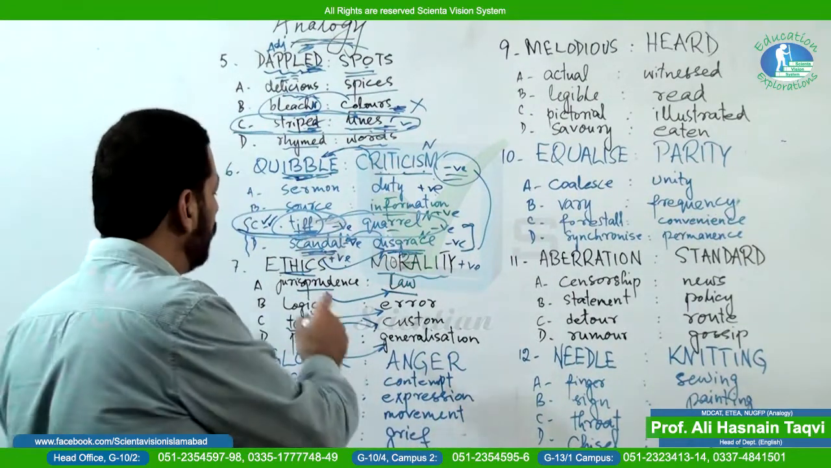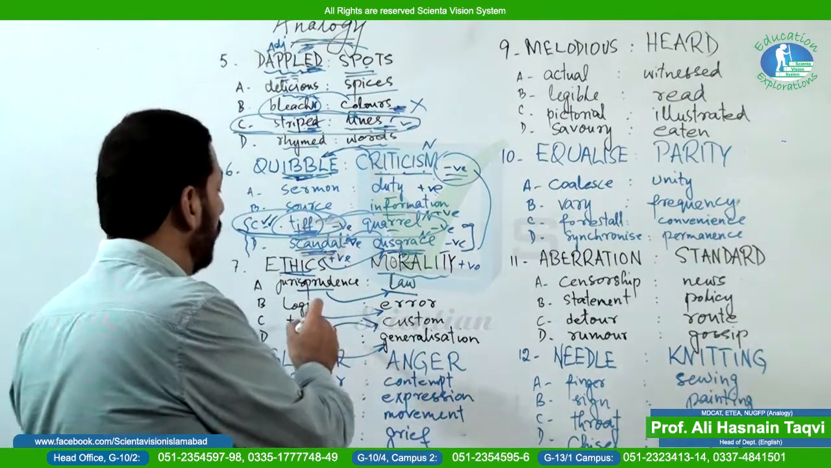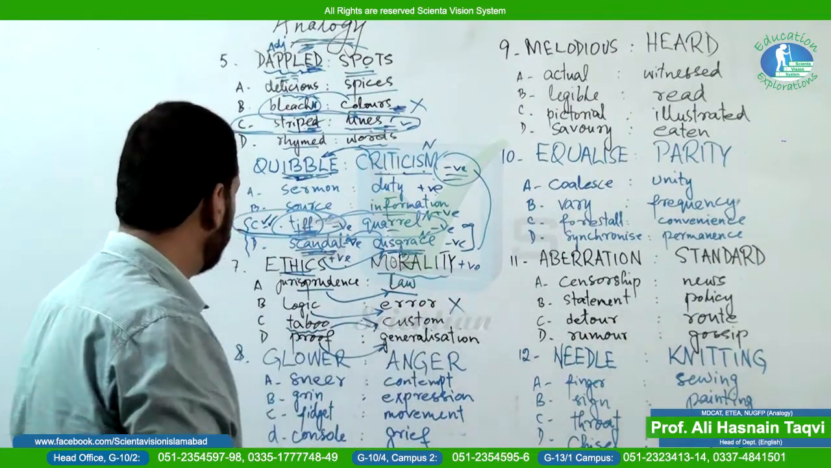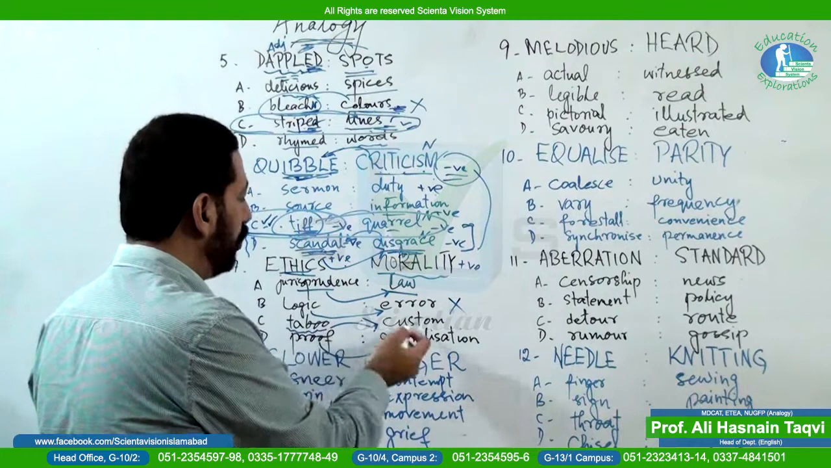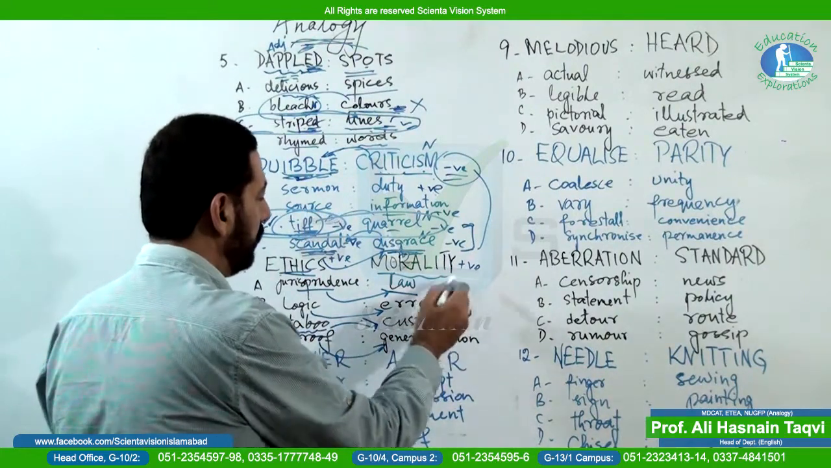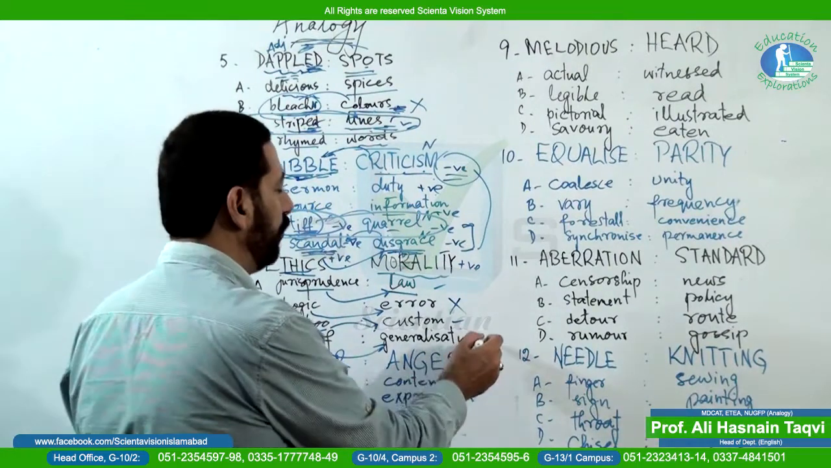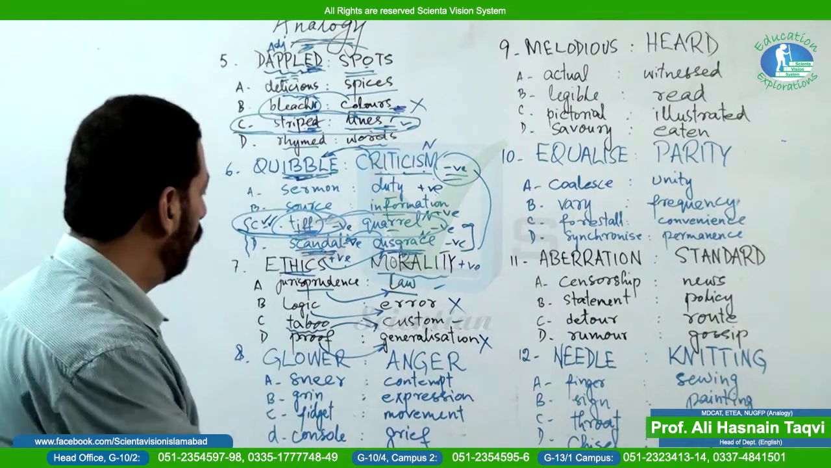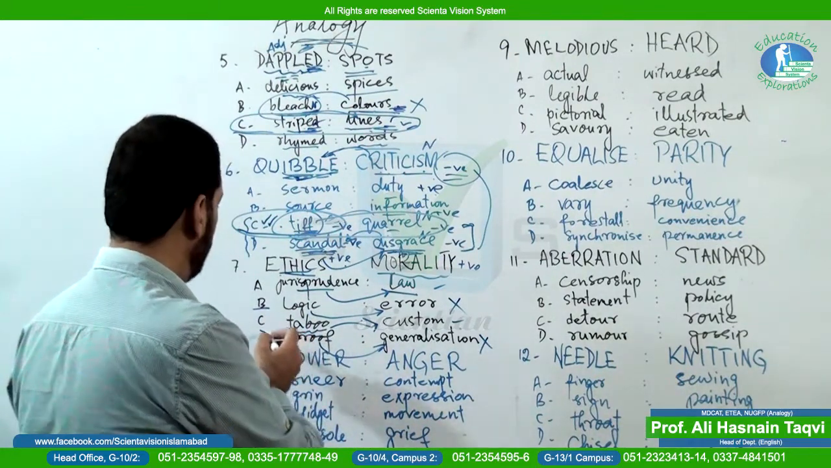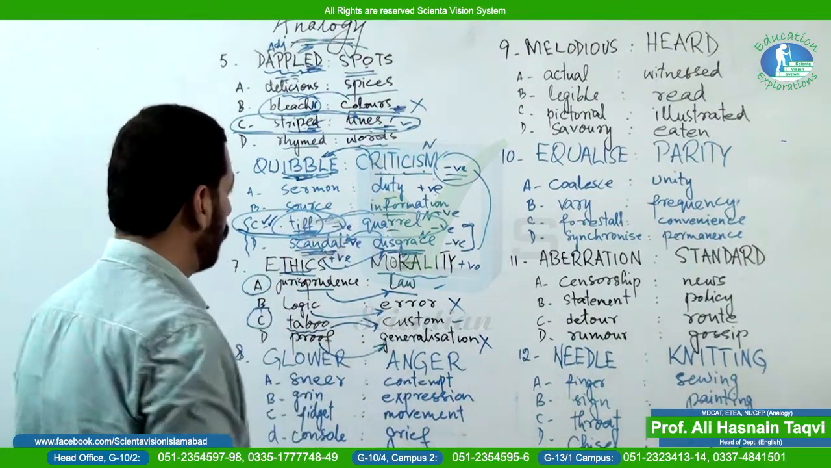Now the same sentence we try. Jurisprudence shows law, law shows jurisprudence, likely. Logic shows error, error shows logic, not likely. Taboo shows custom, custom shows taboo, likely. Proof shows generalization, generalization shows proof, not likely. So we have reduced options to select from. One is C, the other is A.